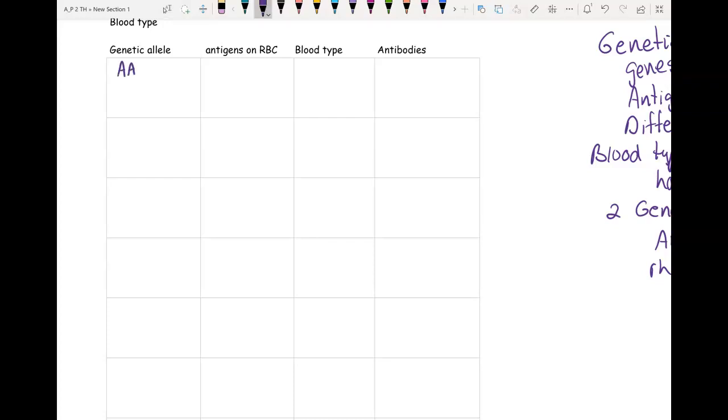Let's say you either have AA, which means each parent gave you an A allele, or you could have AO. One parent gave you an A and one parent gave you an O. If that is the case, you will have A antigens on your red blood cells. So A is dominant, O is recessive. If you have 2 capital Ds, so each parent gave you a capital D, or you have one big, one little, then you would also have the D antigen. If you have A and D antigens, your blood type is A positive.